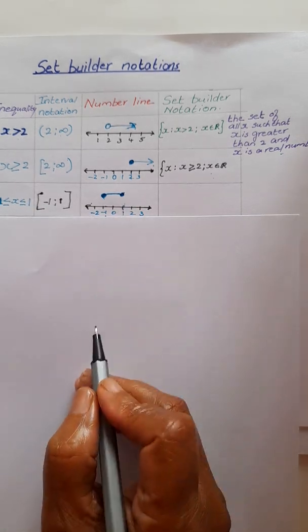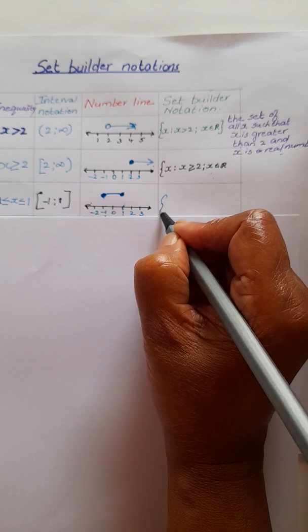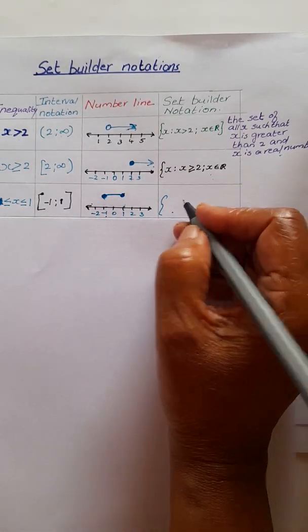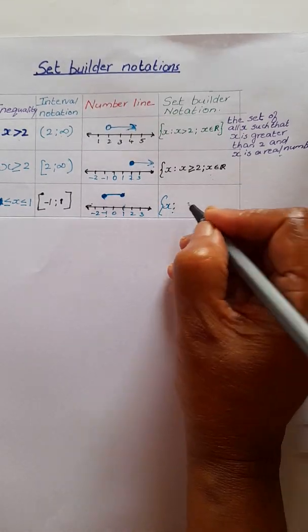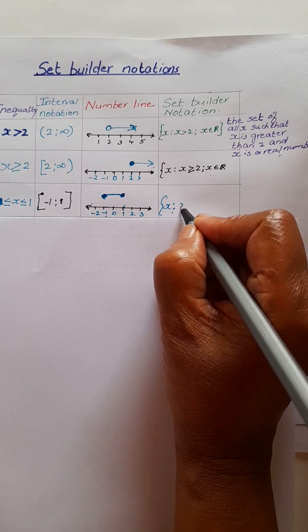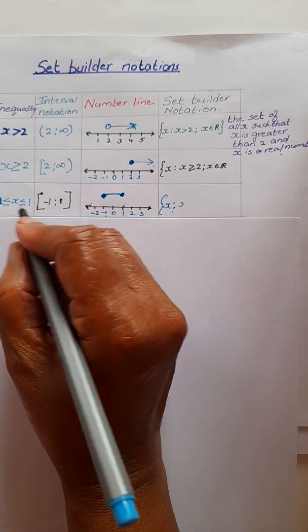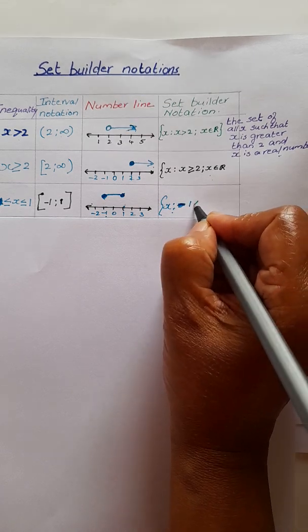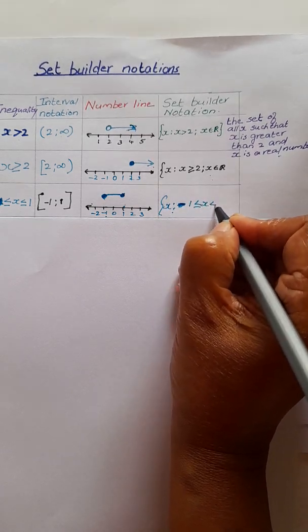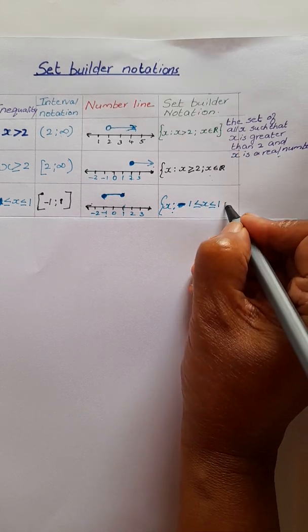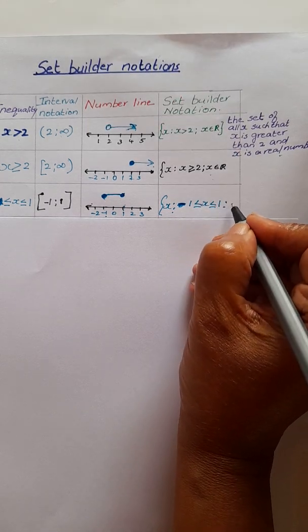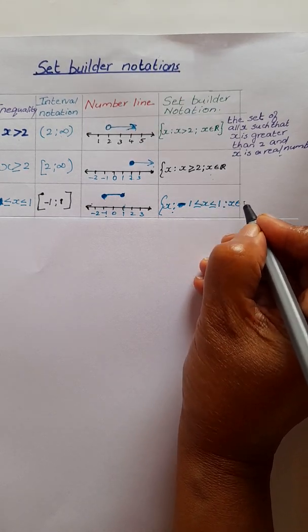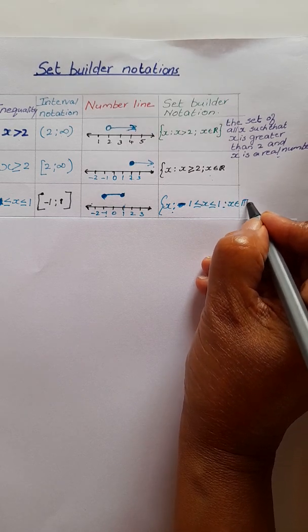Then the set builder notation, the curly bracket, x such that we start with the negative 1. So it is negative 1 less than or equal to x, less than or equal to 1, and x is a real number.